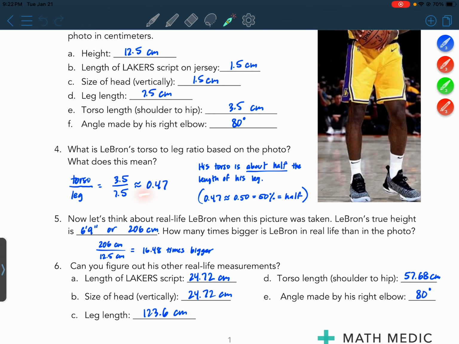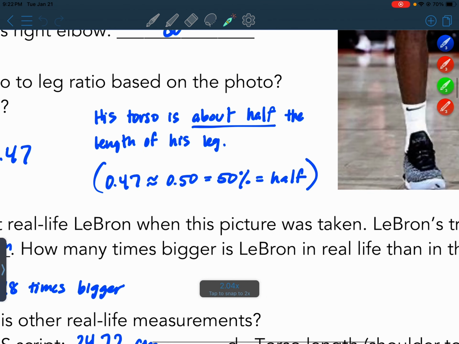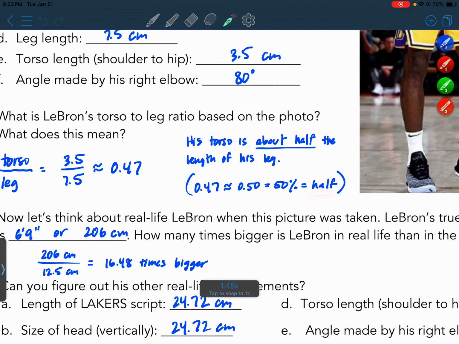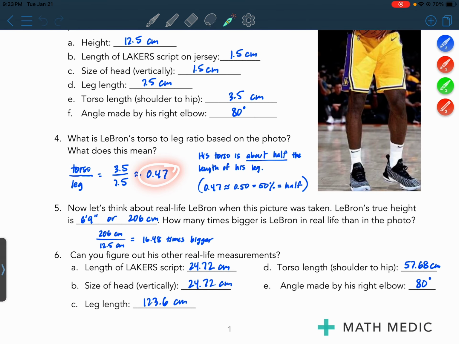Now you might not get exactly 0.47, and that's okay, but hopefully you got something somewhat close to 0.47, maybe like 0.4, 0.5, somewhere in that range. All right, so what does this number mean, 0.47? Well, you can think of it as being really close to 0.5, which in the world of percents would be 50%, which we know is exactly half. So this number is telling us that his torso is about half, a little bit less than half, the length of his leg.